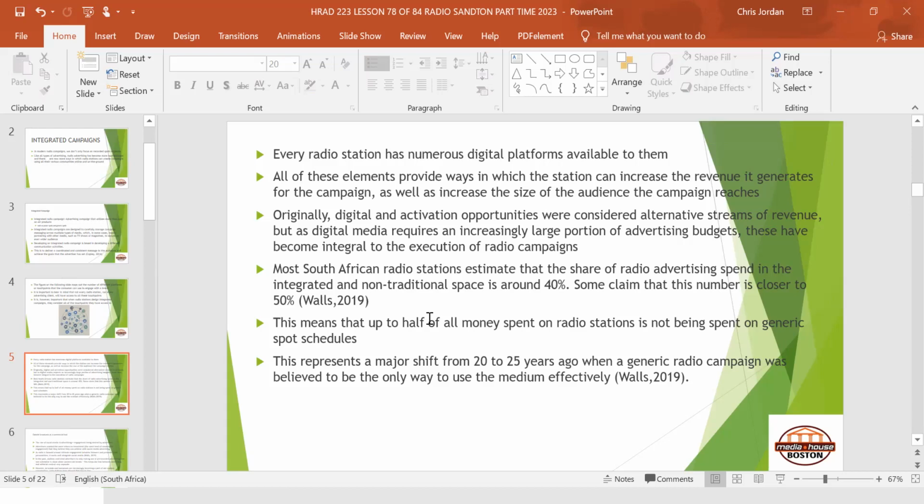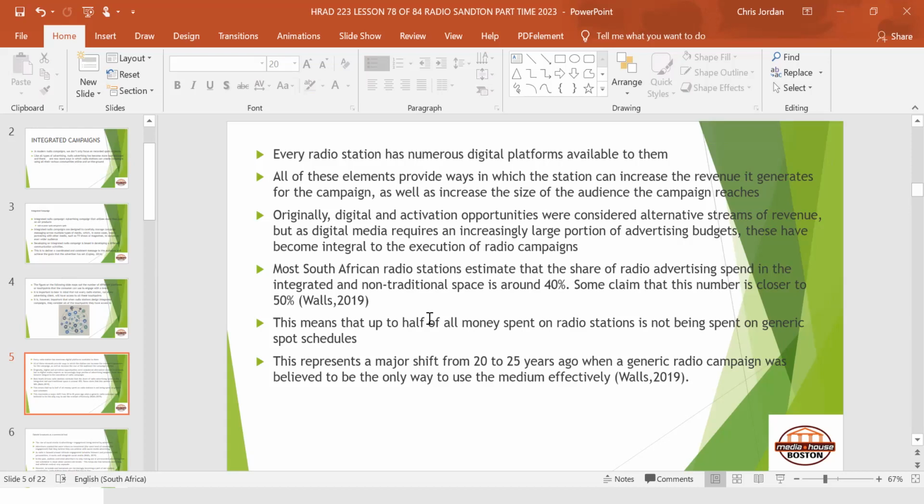This means that up to half of all money spent on radio stations is not being spent on generic spot schedules. It's true, right? It's becoming obviously less and less of an option. They'd like something a little bit more customized, right? But it's not for everyone. That's what it says there. Up to half of all money spent on radio stations is not going on that prim and proper, beautifully produced advert that you hear for 30 seconds, right? But a classic never fails, right?